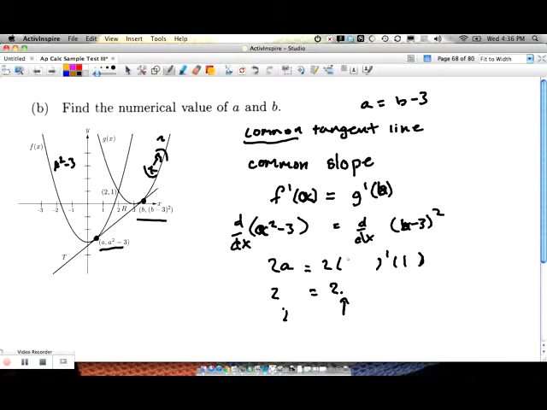I'm going to replace these x's with a's and these x's with b's. So it means I have 2a equals 2 times b minus 3 to the first power. And over here we have 2a equals 2b minus 6. And we need to solve that. Well, this is probably actually our answer for that first one, because if we take the derivative and set both of those equal to each other, I'm going to copy and paste all this from that first page. That's what they were looking for.